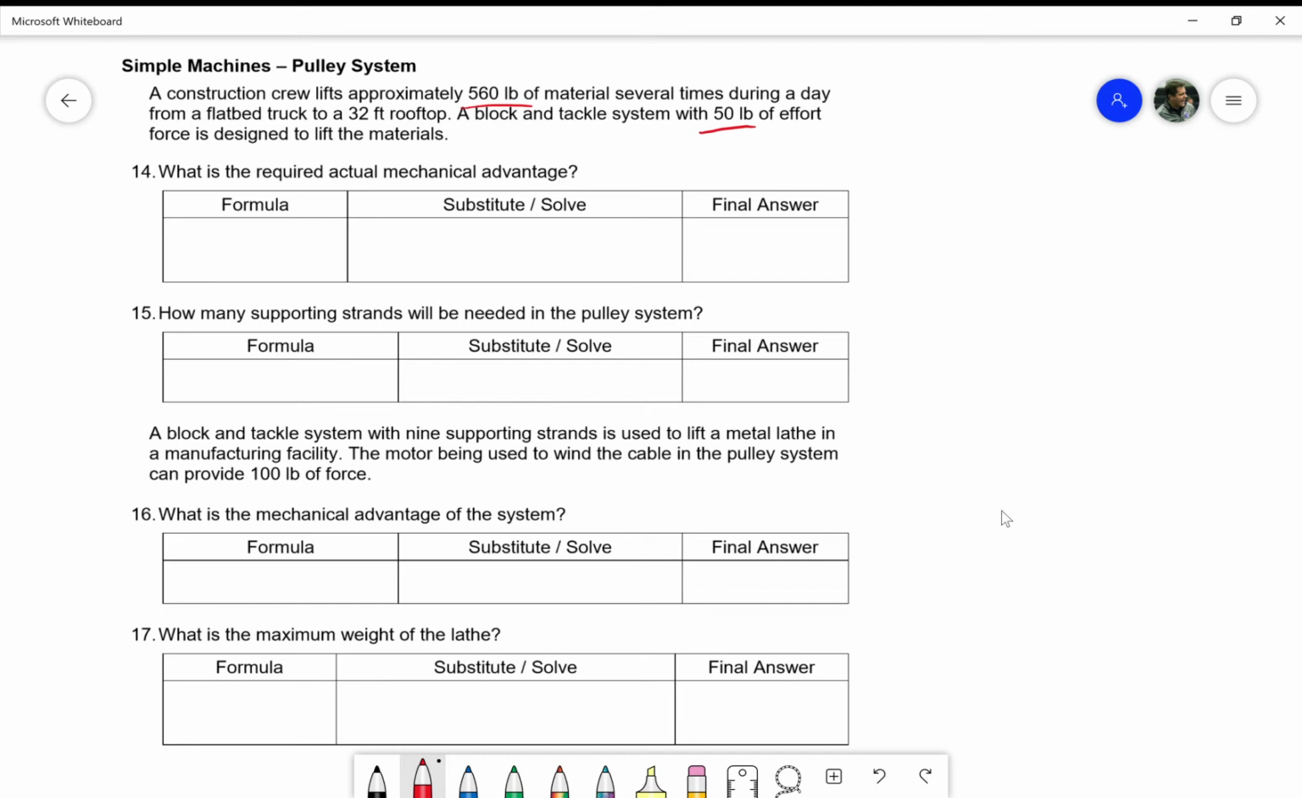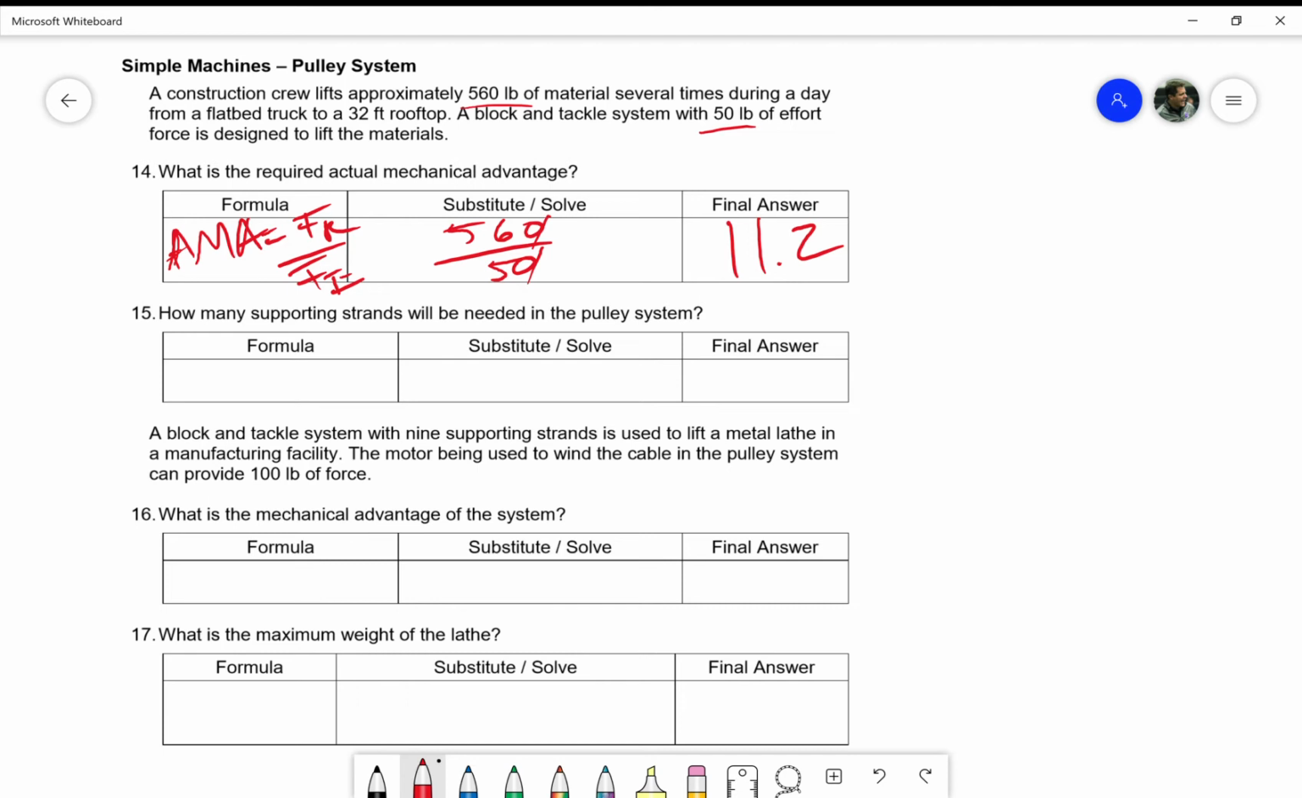So first up, AMA. AMA is equal to FR over FE. So we are going to have our resistance force of 560 divided by our effort force of 50. So 56 divided by 5 basically, or 560 divided by 50, and we get an answer of about 11.2. That's going to be your AMA.